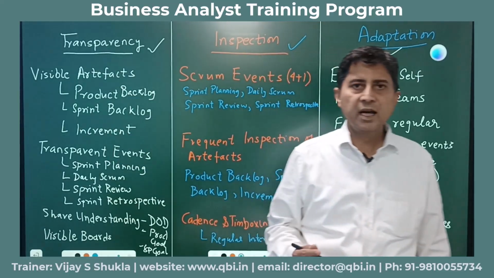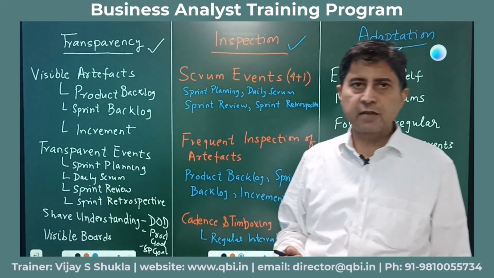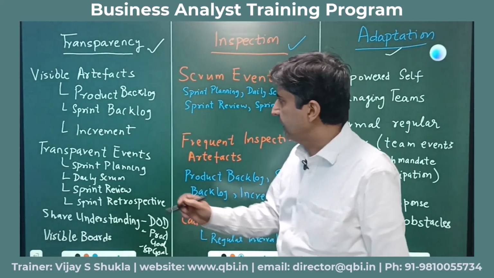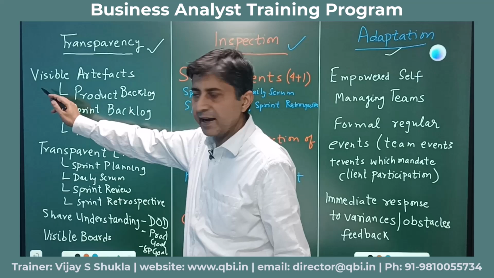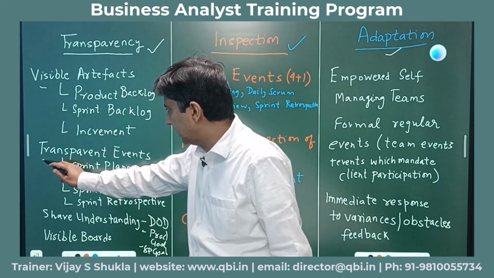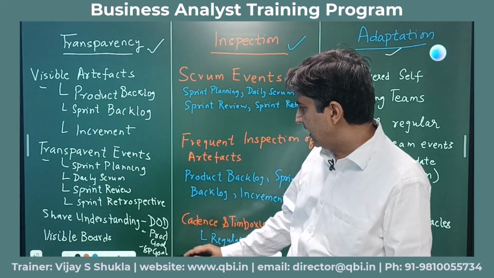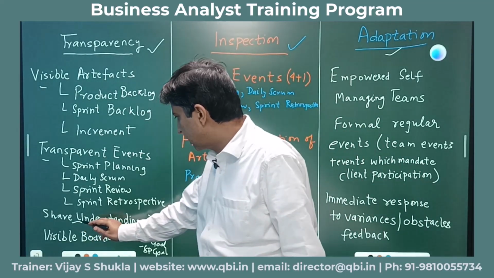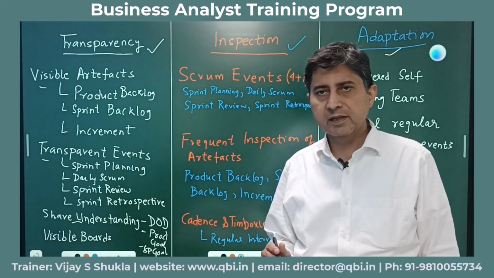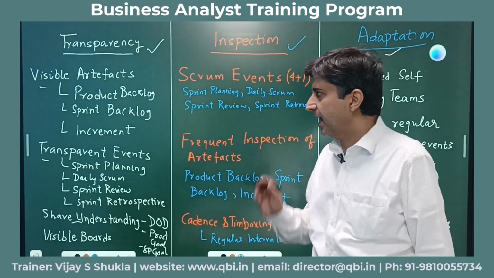So how does a Scrum team achieve transparency? Transparency is achieved by the Scrum team by having visible artifacts, by having transparent events, and then there is shared understanding between the team members, and also there are visible boards. So let's start with visible artifacts.